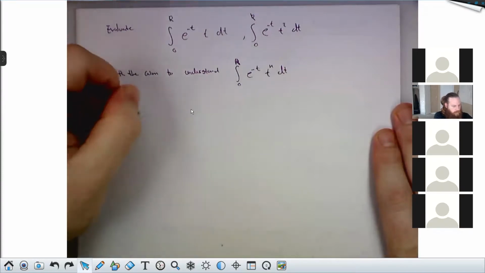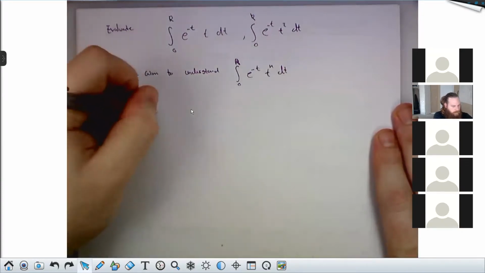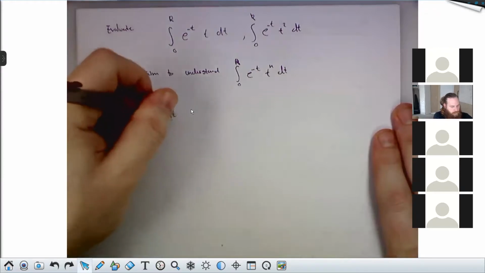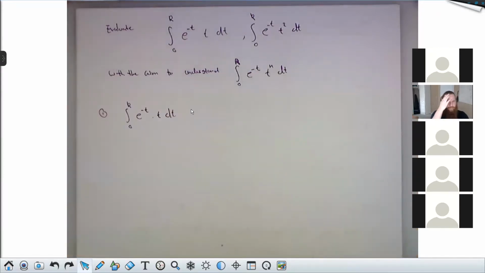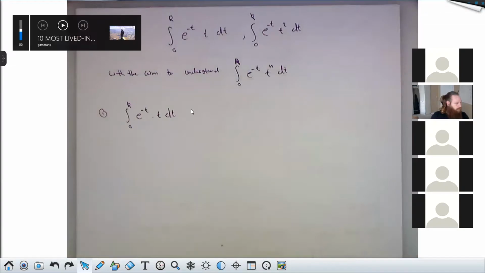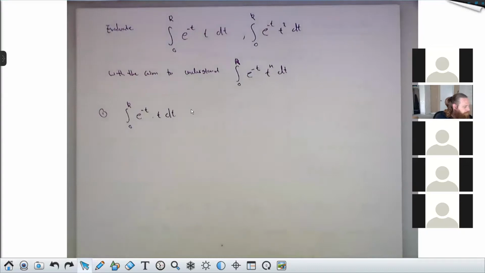So let's do the first one. Integral 0 to r e to the negative t times t dt. How do I do this integral? You can give me a starting point or a method or something we should do. Yeah, Matthew, IBP for sure. How should I choose u and how should I choose dv? Which piece is which? E to the negative t is u, and then dv is t dt.